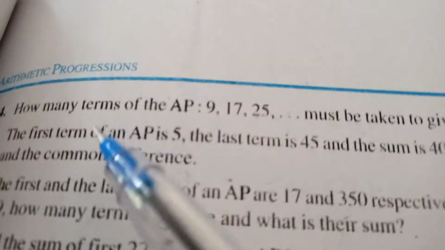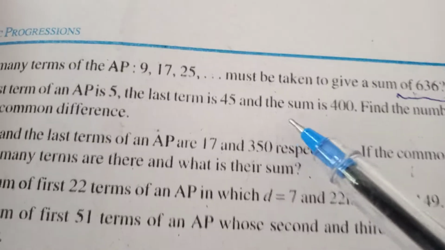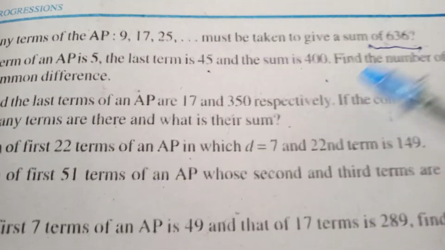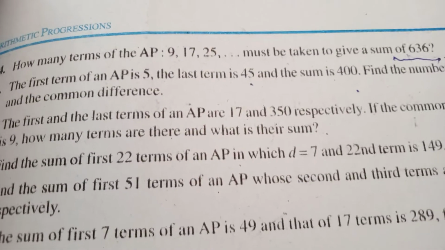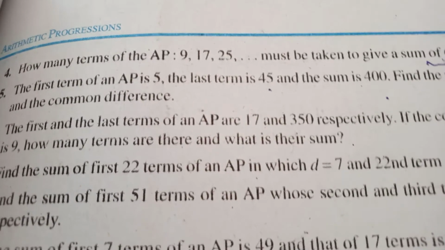The next question, I will go for question number 5. The first term of an AP is 5 and the last term is 45 and the sum is 400. Find the number of terms and the common difference. Clear? So what does it mean? See, question number 5 solution.